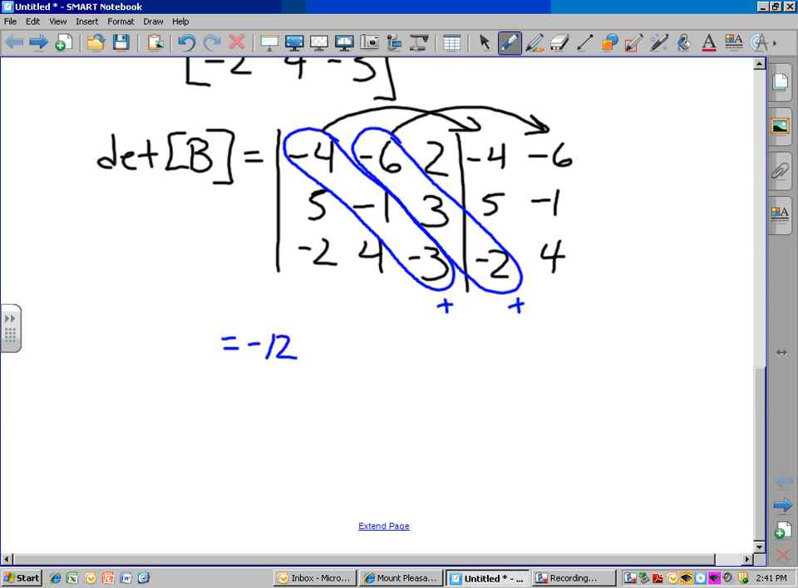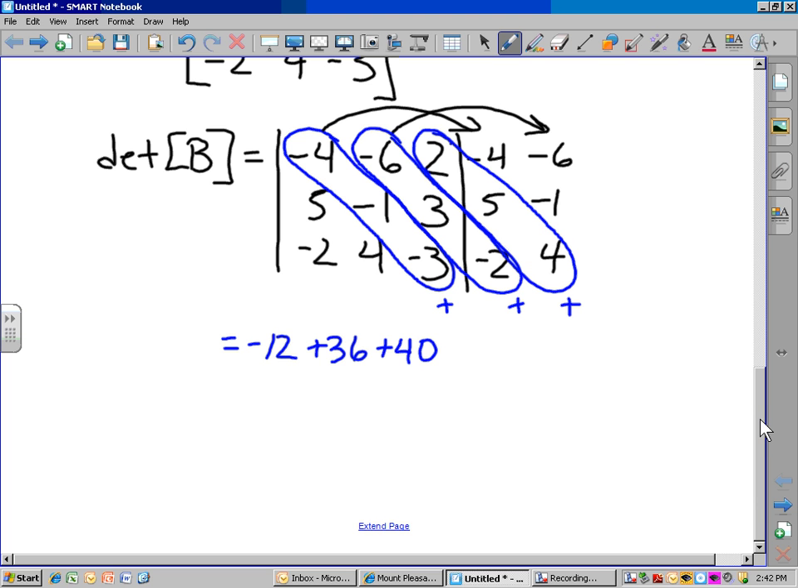So we have 2 negatives. This is going to be positive. 6 times 3 times 2, or 6 times 6, or 36. And then we have one more diagonal. 3 diagonals for the 3 by 3. 2 times 5 times 4, that is 40. So those are our diagonals that are going down.